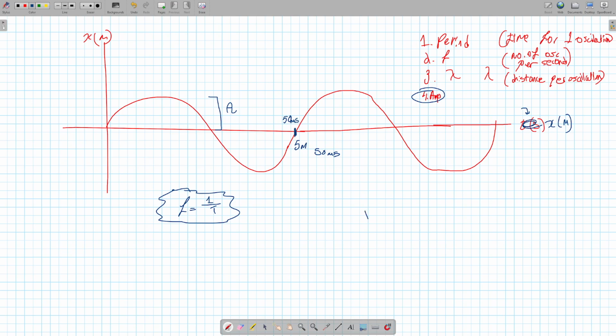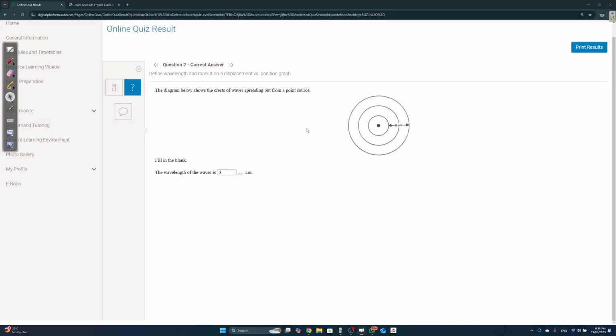We have a formula. V is equal to lambda f. Please memorize this. The speed of the wave is equal to the wavelength times the frequency. Very easy. We're going to come back to that.